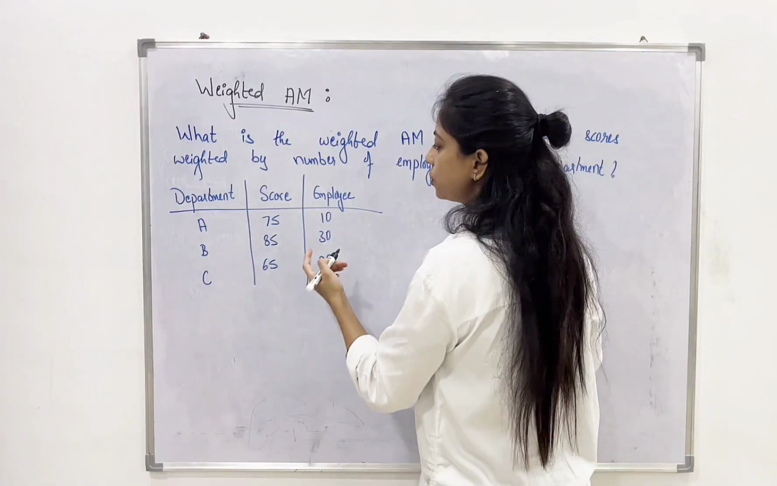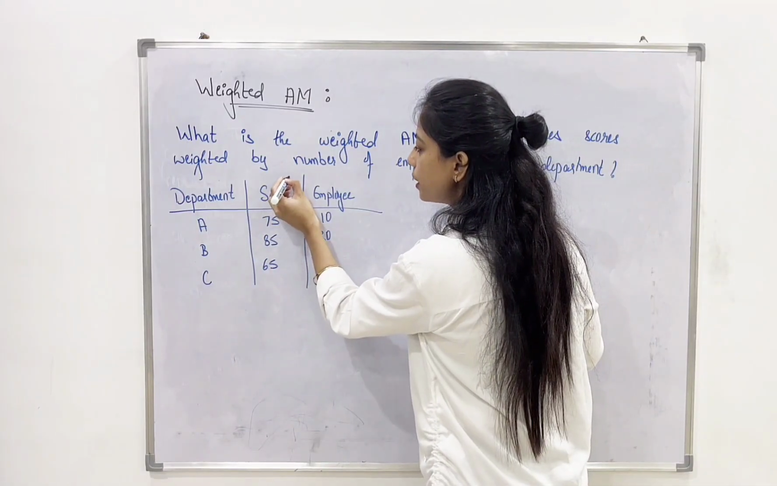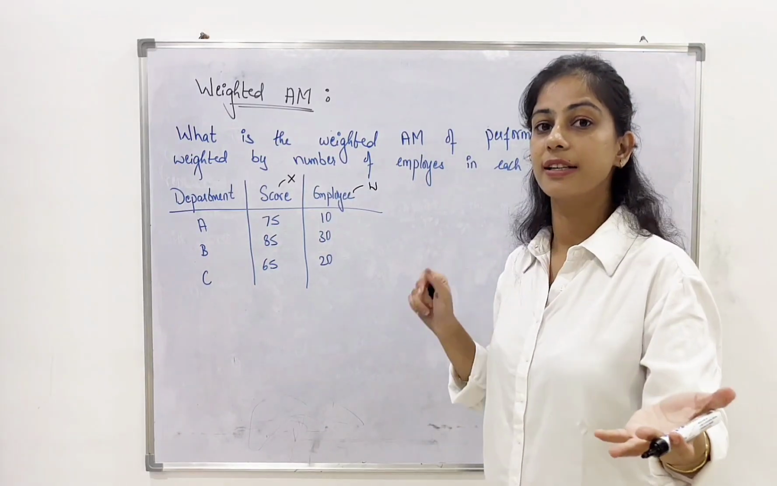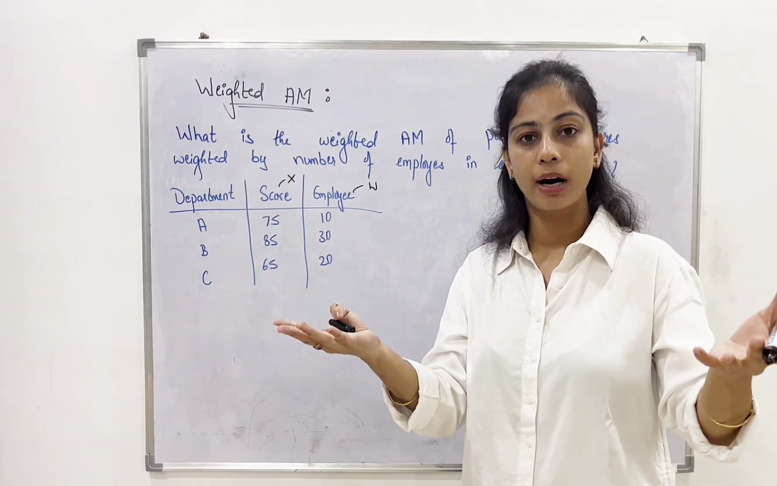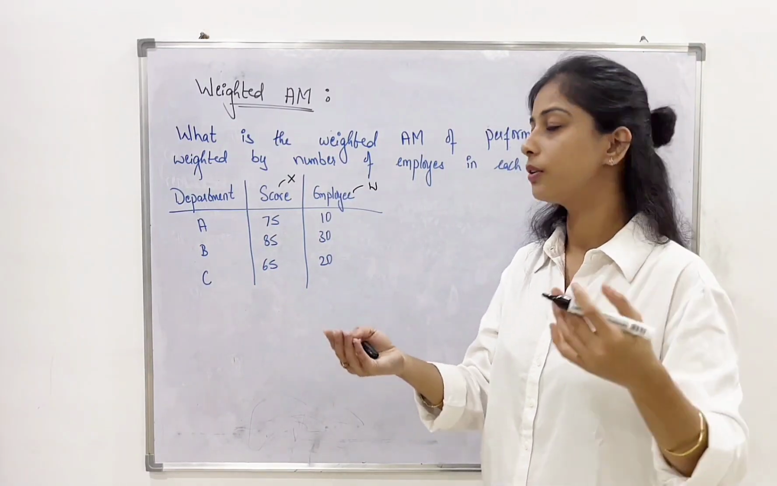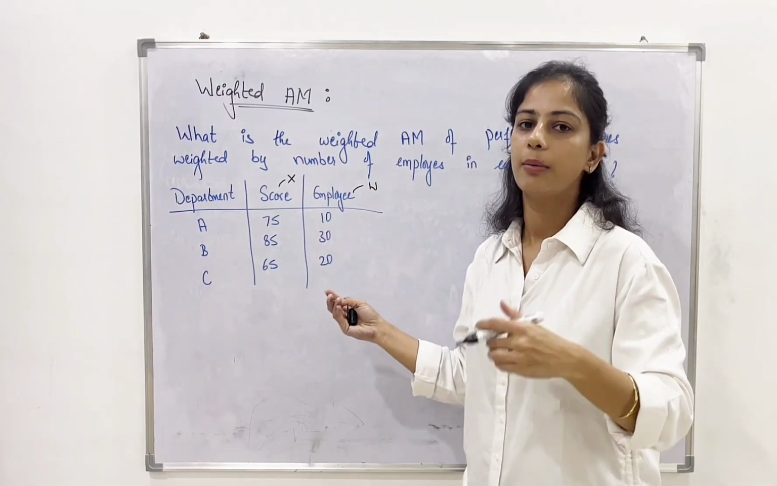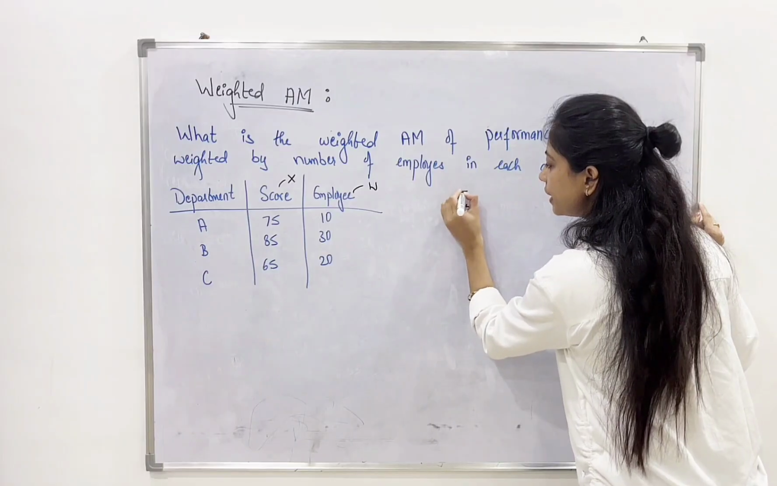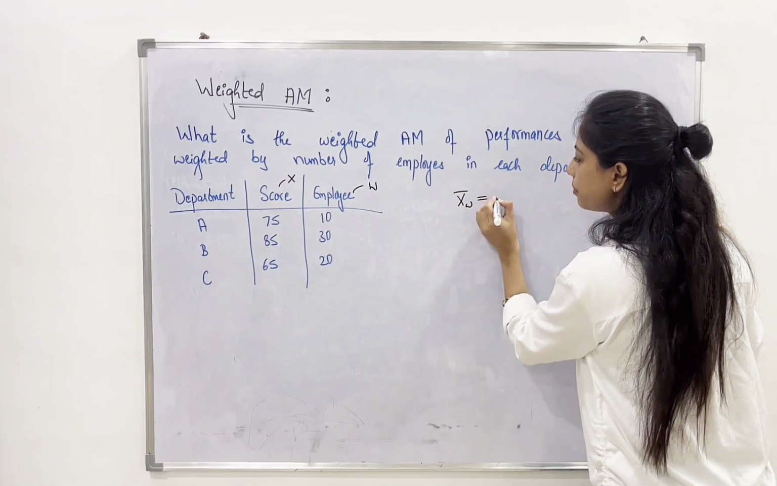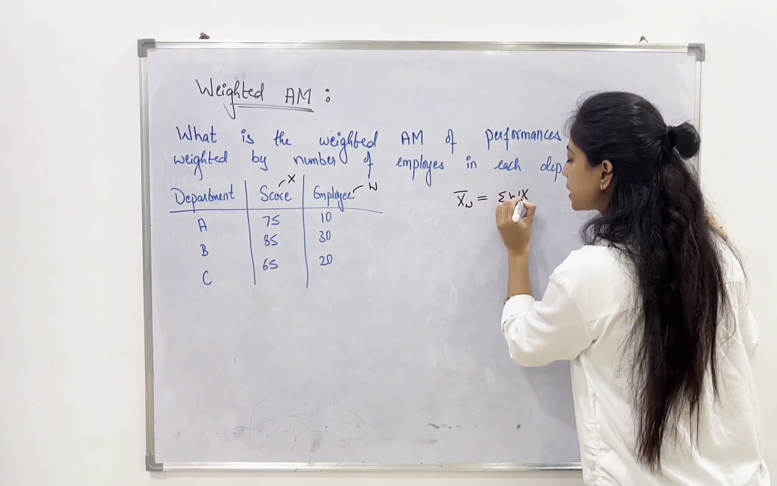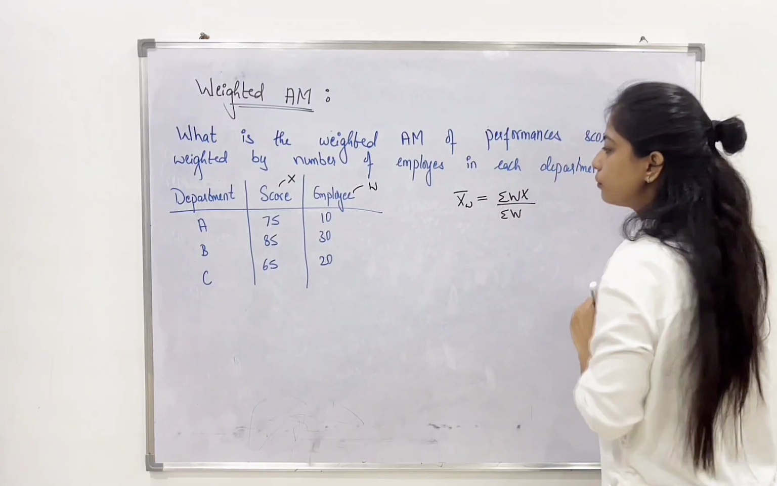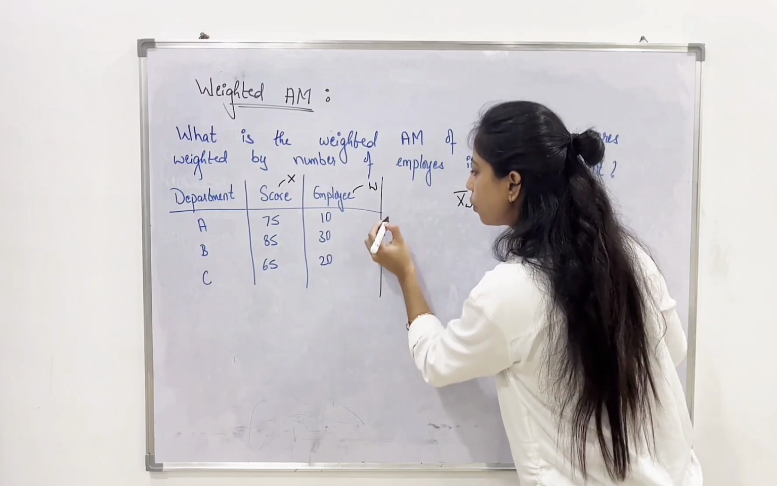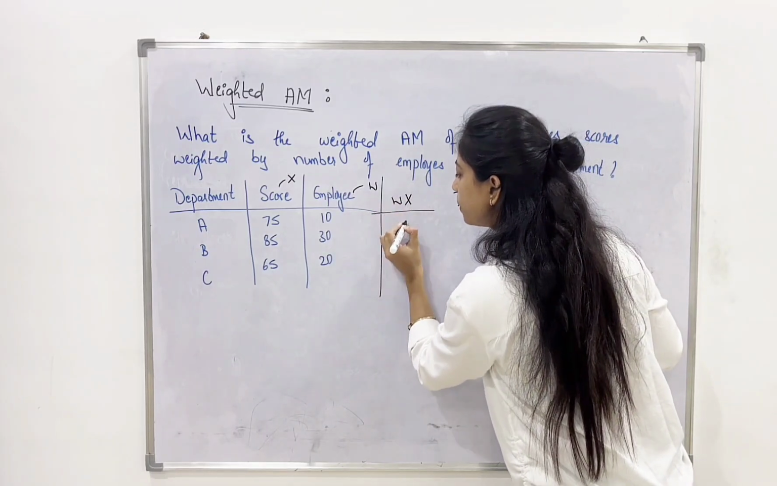By looking at the question, scores become your x values and employees become your weight. As we considered the number of students, and so on, as frequency, in this case the employees will become w, that is the weightage. So the formula for the weighted arithmetic mean is x bar w equal to summation wx upon summation w. For this, we need to multiply w into x, so we will consider another column, which is w into x.